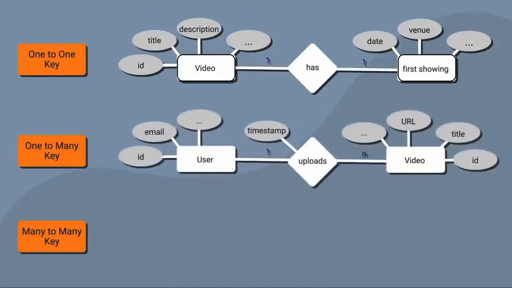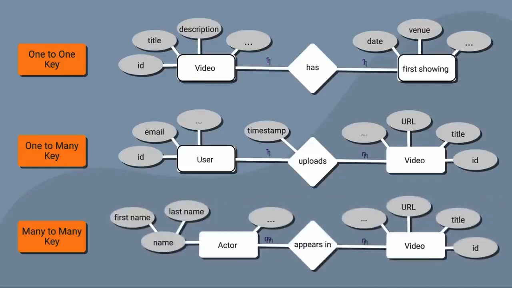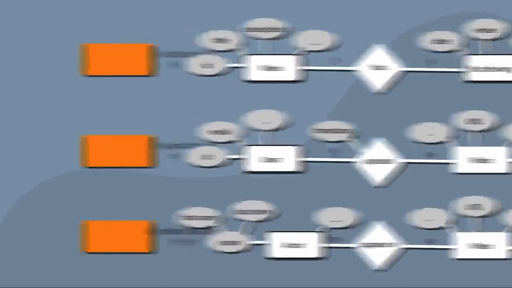One-to-many relationships use the entity key on the many relationship side. Here we have one user, but they can upload multiple videos. A many-to-many relationship combines both the entity keys. Here many actors can be part of multiple videos.